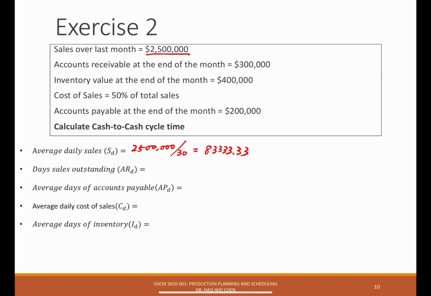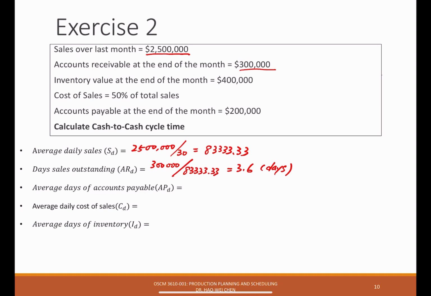Then we want to calculate the days sales outstanding. So we want to find out the accounts receivable. In this case, it is 300,000, divided by 83,333. That will be equal to 3.6 days.